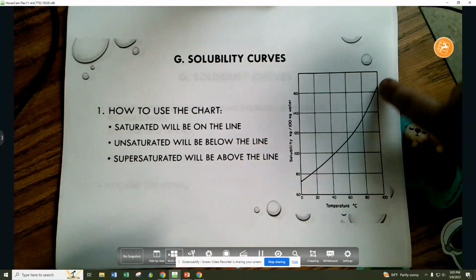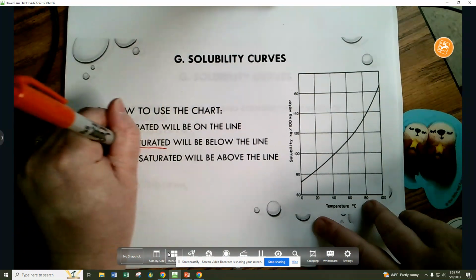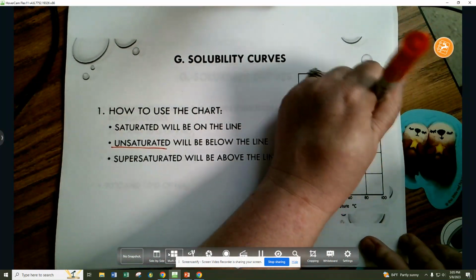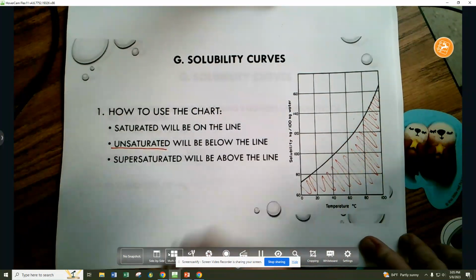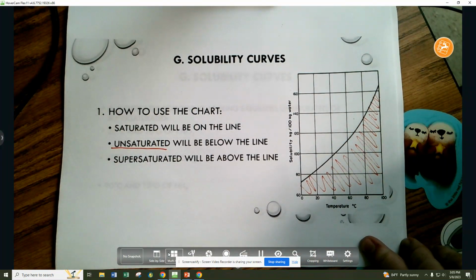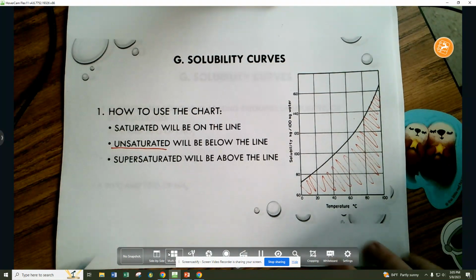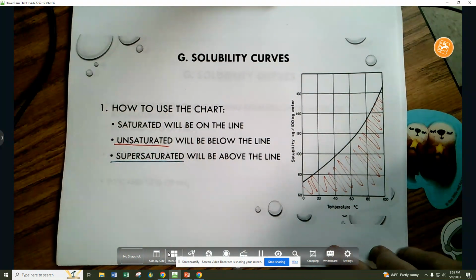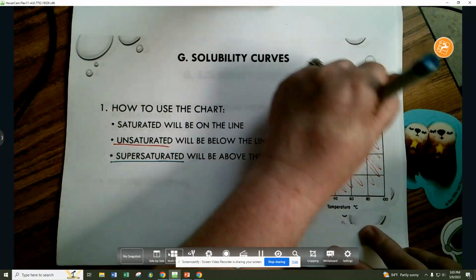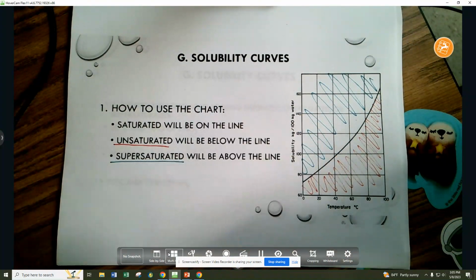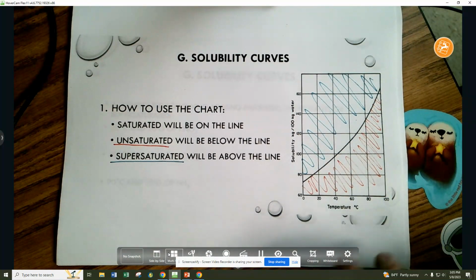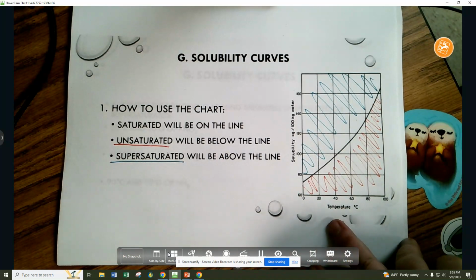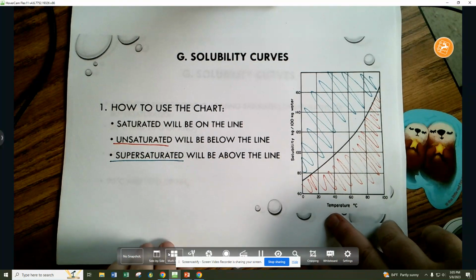So this whole line is saturated. If it is unsaturated, every point below the line, everything I'm going over here in orange, everything below the curve is unsaturated. The opposite is true: if we are above the line, we're looking at supersaturated. So everything above here is in the supersaturated solution region. Okay? So what we're going to do is use this information plus a few other pieces of info from earlier in the notes to look at a solubility curve.